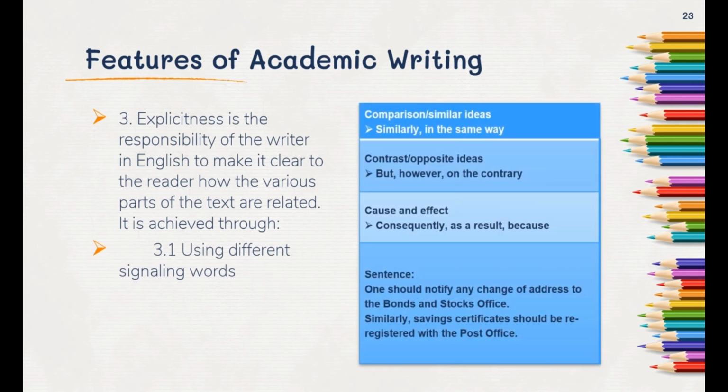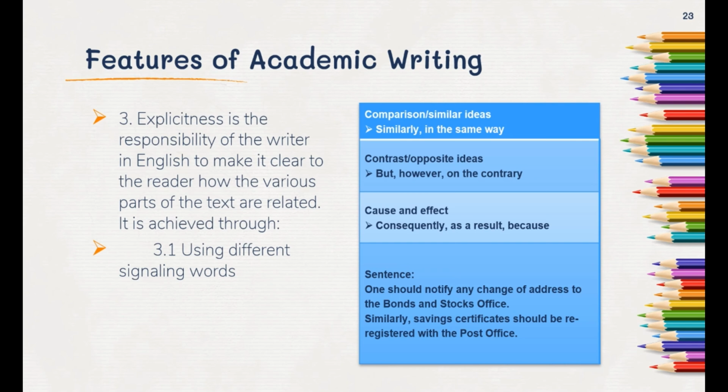Words that show comparison or similar ideas, you can use phrases like similarly or in the same way. Ideas that show contrast or opposite ideas, you can use conjunctions or phrases like but, however, on the contrary. To show cause and effect, you can use consequently, as a result, or because. As an example, one should notify any change of address to the bonds and stocks office. Similarly, savings certificates should be re-registered with the post office.